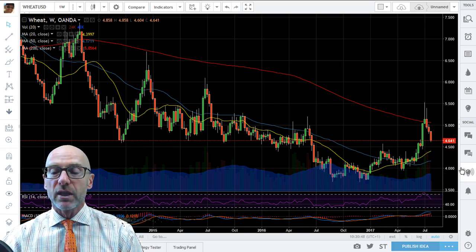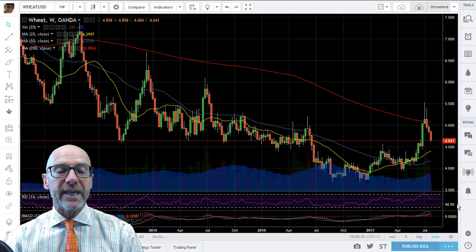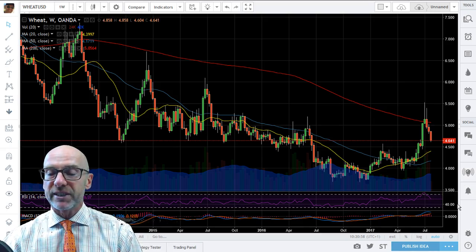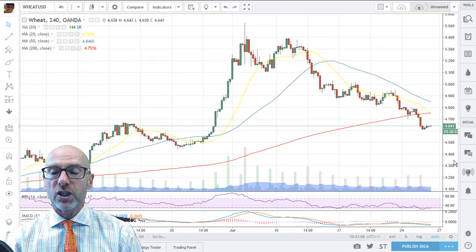Momentum indicators on the daily are cracking down as well. The RSI is still above 50 at 56, but it is in a downtrend, and the MACD are just starting to roll over. On the shorter term picture, so looking at the 4 hour, you can see that we're in this quite severe downtrend. Momentum is negative.